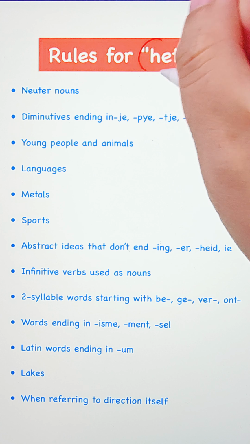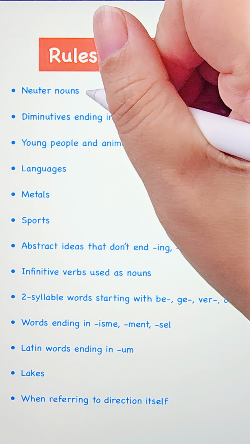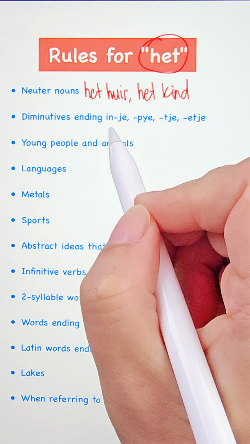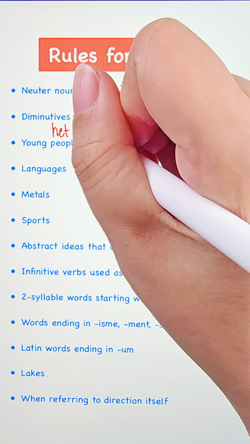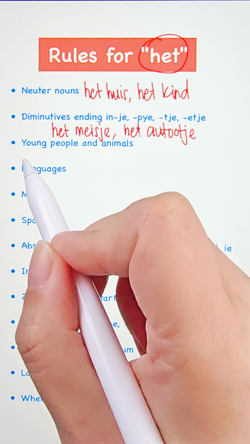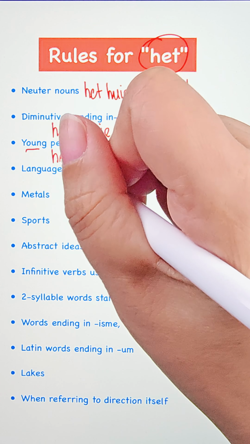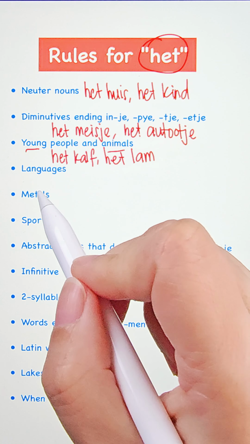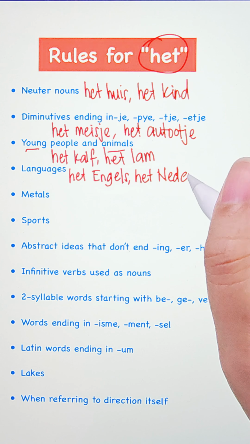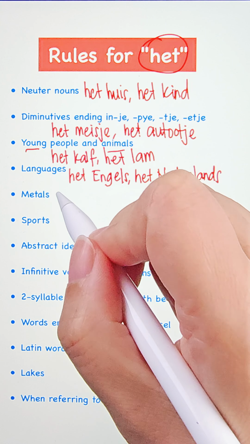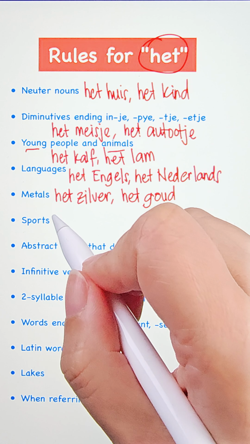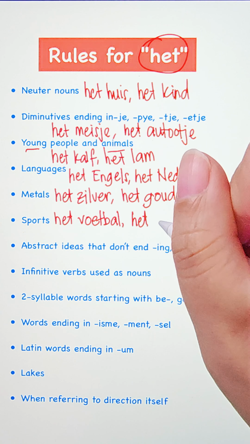Rules for "het". "Het" is used for neuter nouns, like het huis, het kind. It's also used for diminutives ending in -je, -tje, and -etje, like het meisje, het autootje. It's also used for young people and young animals. Het kalf, het lam. It's also used for languages. Het Engels, het Nederlands. For metals, het zilver, het goud. "Het" is also used for sports, like het voetbal, het tennis.